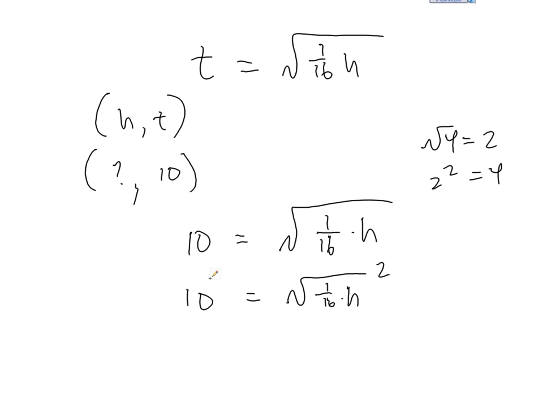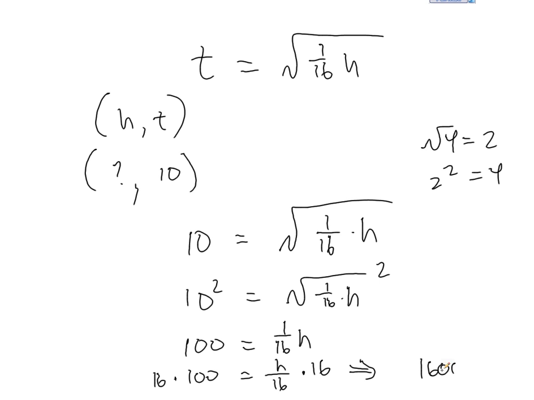So if I square both sides, I'll have 100 equals 1/16 h. How do I get rid of the 1/16? Another way to think about this is h over 16, and I would simply multiply both sides by 16 to get rid of the denominator, and I would get 1600 equals h. So a person would have to drop from 1600 feet all the way down to 0 feet from a diving board in order to be suspended in air for 10 seconds.